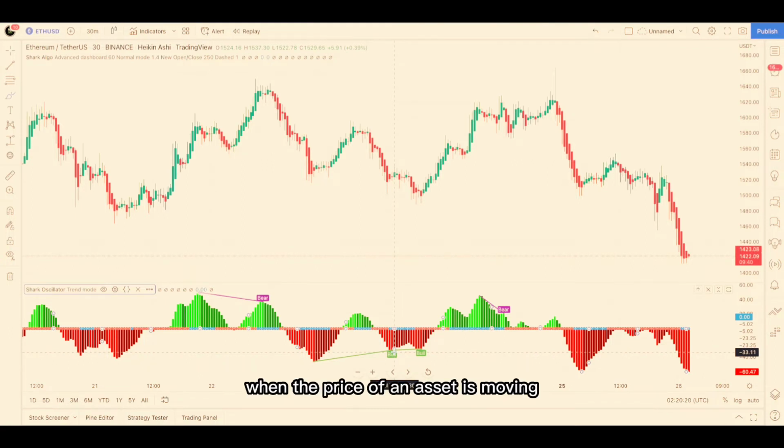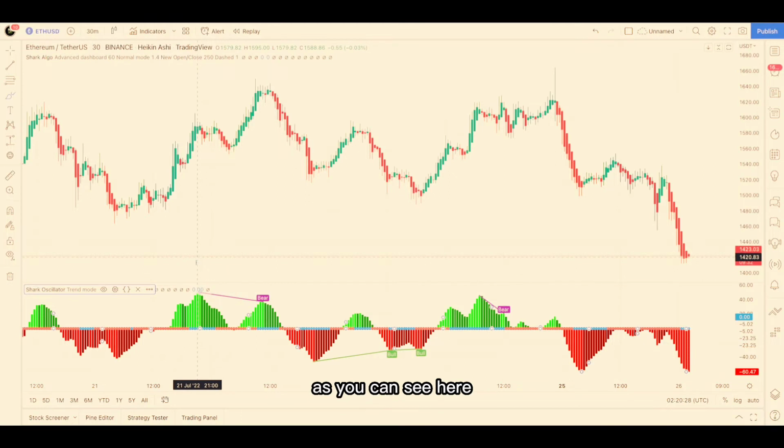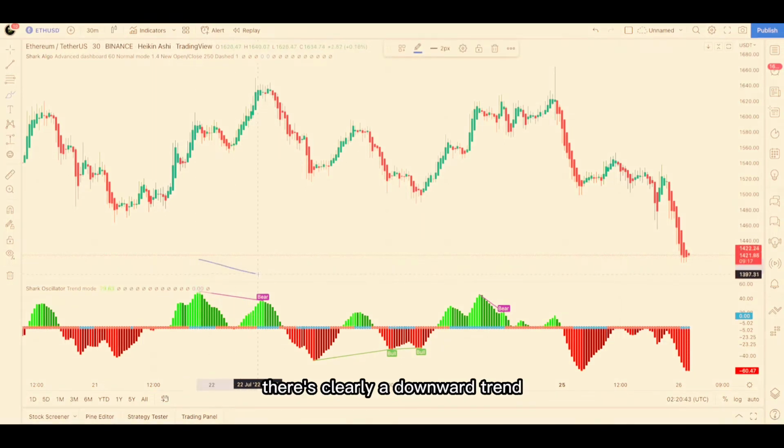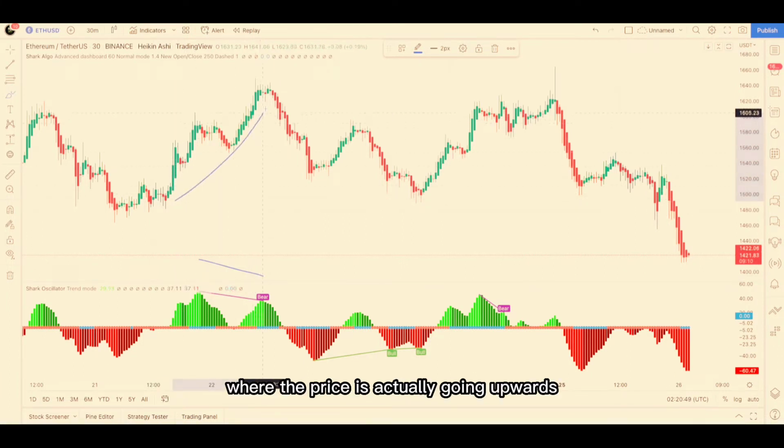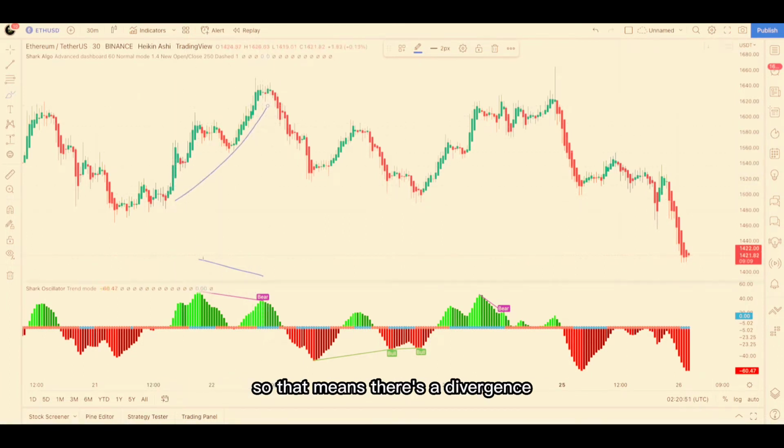Divergence is essentially when the price of an asset is moving in the opposite direction of a technical indicator, such as this oscillator over here. So for example, as you can see here, there's clearly a downward trend that we've identified where the trend is getting weaker. And as you can see over here with the price action, the price is actually going upwards. So that means there's a divergence. This is going down and the price is going up. So there's a lack of consistency here between the oscillator and the price action.